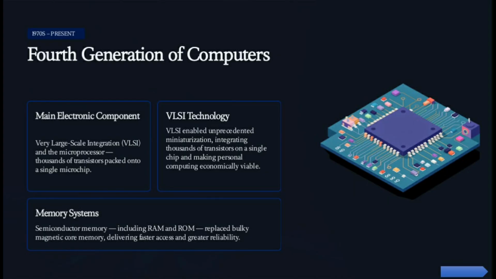And the third, memory system. Fourth generation computers use semiconductor memory such as RAM and ROM instead of older magnetic core memory. RAM allows the computer to temporarily store information while working, while ROM stores information that remains even when the computer is turned off. This memory system provided faster access and better reliability.